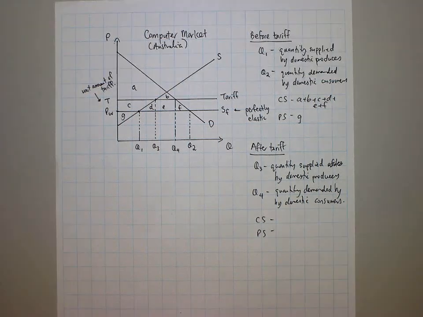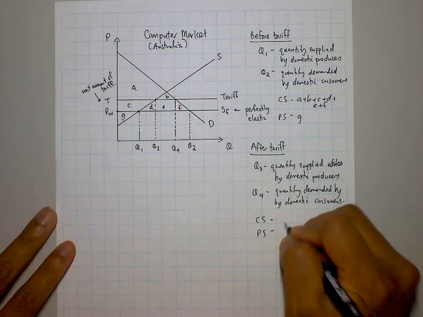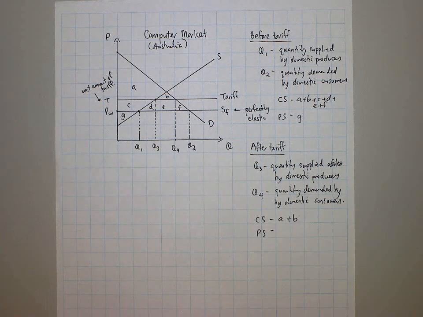Now, after tariff, things are a bit different. You can use the same thought process though. So you want to think about the area between the price and the demand curve as the consumer surplus. So who wants to have a go at that? Yep, Matthew, go ahead. Consumer surplus is A, B. Yep, good. So A plus B. What about producer surplus?